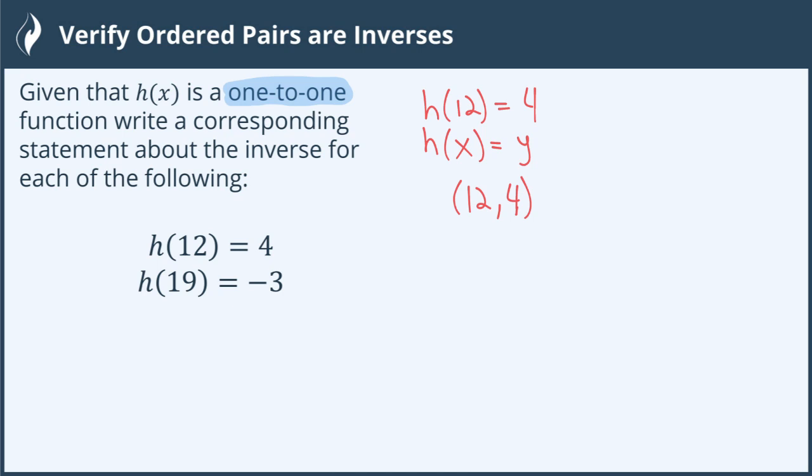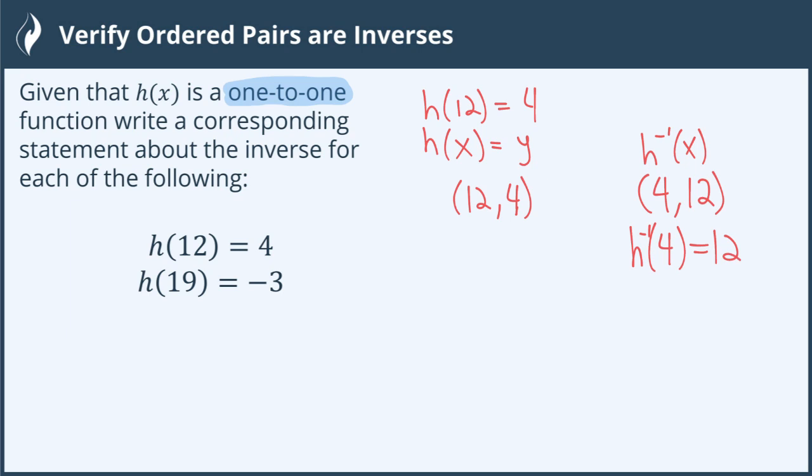When we do an inverse, we are swapping the x and the y. So instead of (12, 4), we can now say (4, 12). And this is where we're talking about h inverse of x. So now we can say h inverse of 4 is equal to 12, because we have swapped our x and our y.